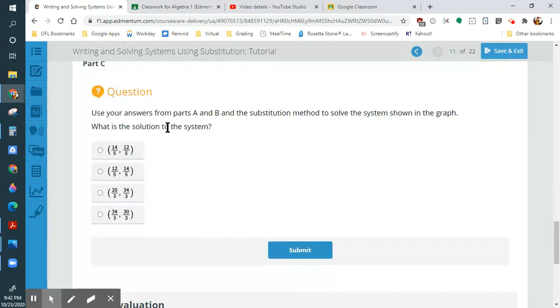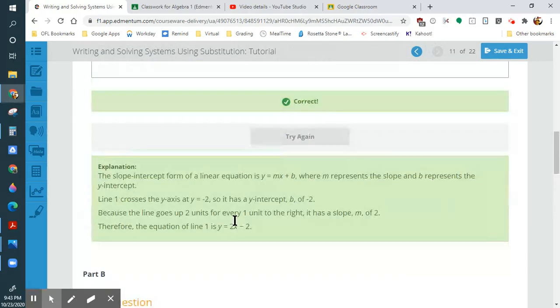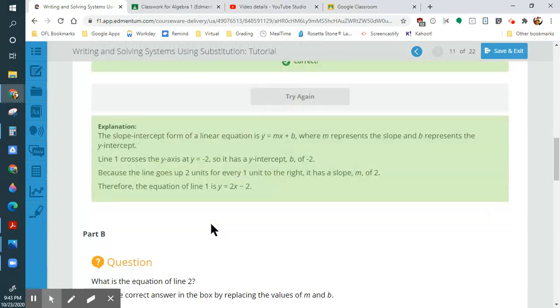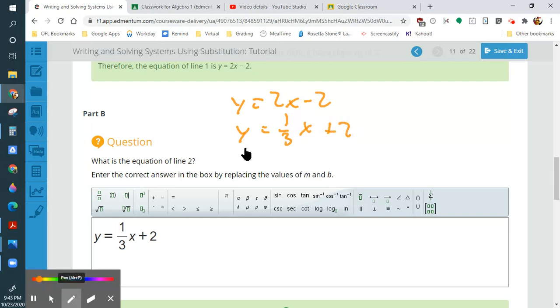All right, so use the answers from parts A and B and substitute method to solve the system of equations shown. So we're going to substitute this in. I'm going to take advantage of the fact that they give us the answer there to help write these together. So one is y equals 2x minus 2. The other one is y equals 1/3 x plus 2. So I'm going to set these equal to each other.